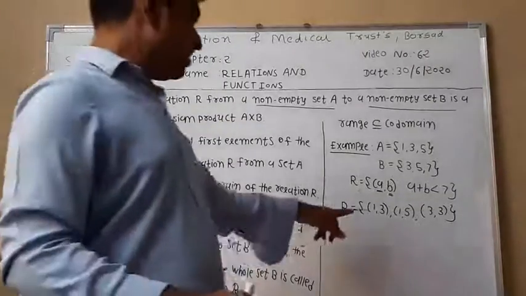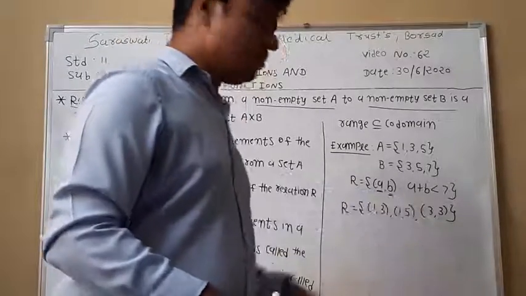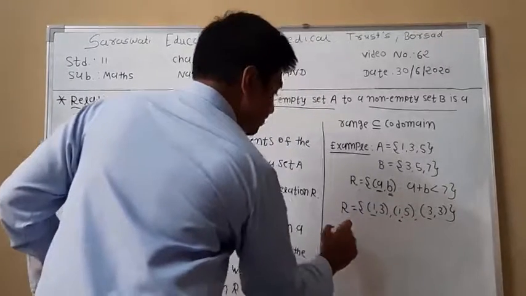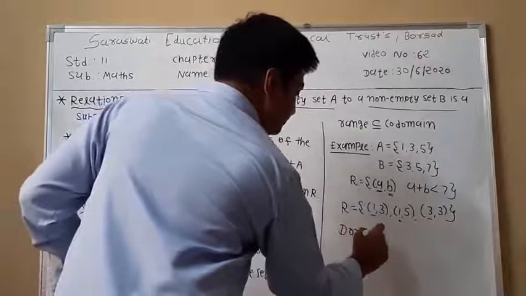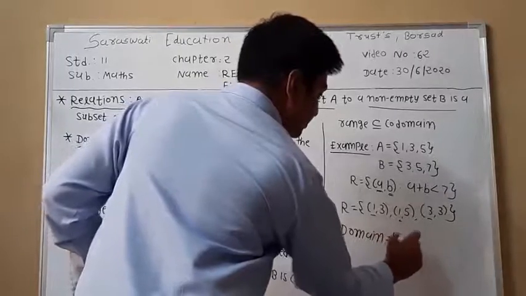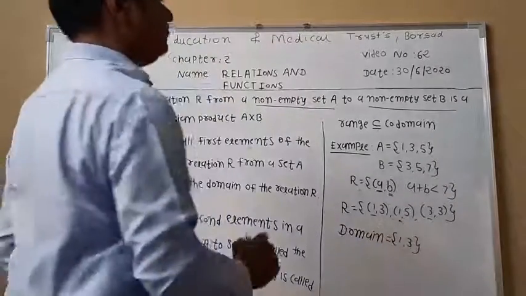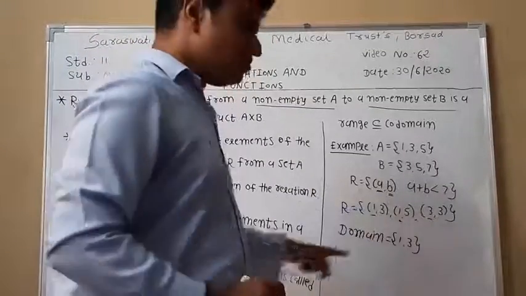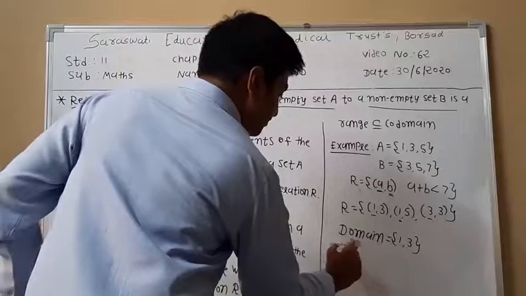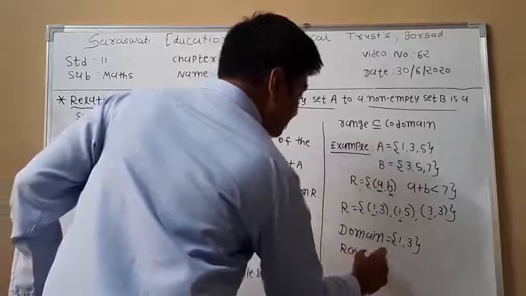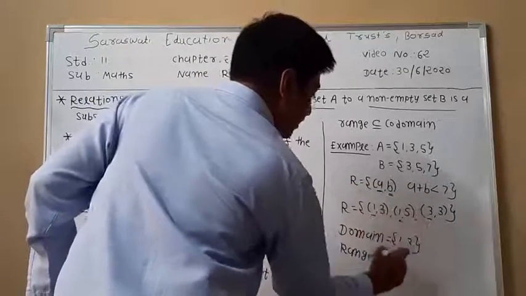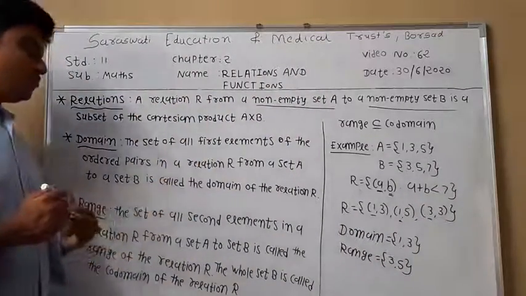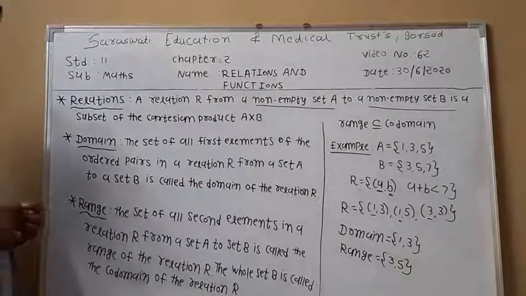In this question, the first positions are 1 and 3. So the domain is {1, 3}, right? And for the range we take the second positions. So the range is {3, 5}. Remember, the first position is the domain and the second position is the range.